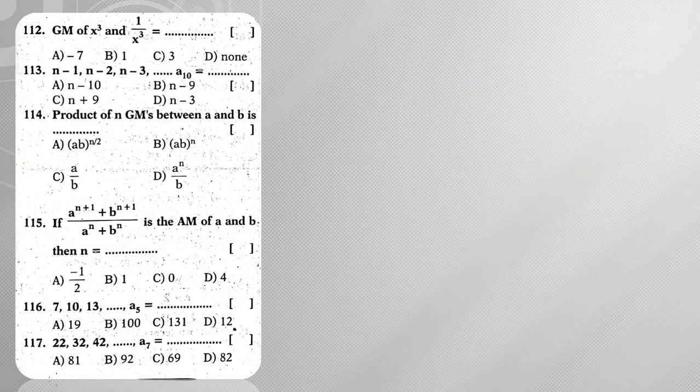Next, question number 112. GM of x cube and 1 by x cube. So GM of two terms means square root of a into b. That means x cube into 1 by x cube. So x cube gets cancelled. So square root of 1, which is equal to 1.